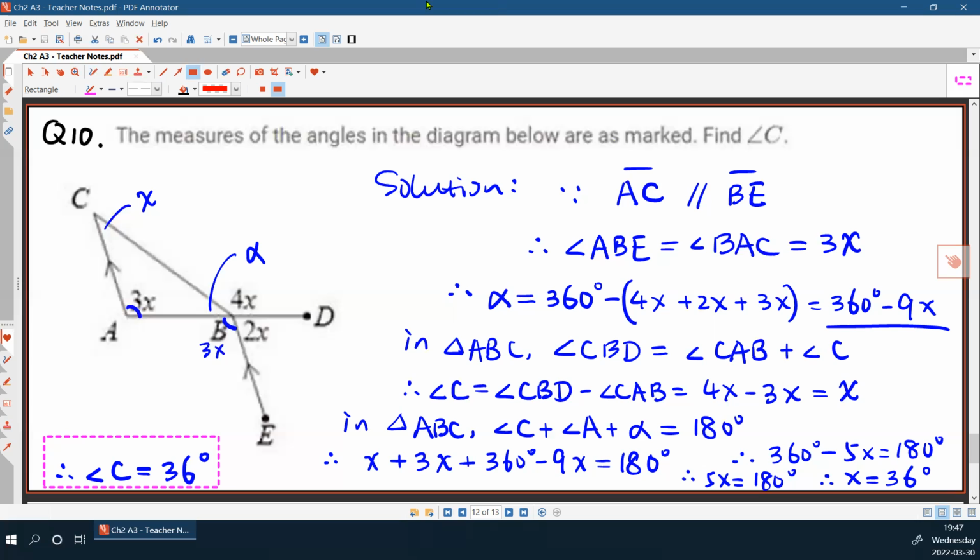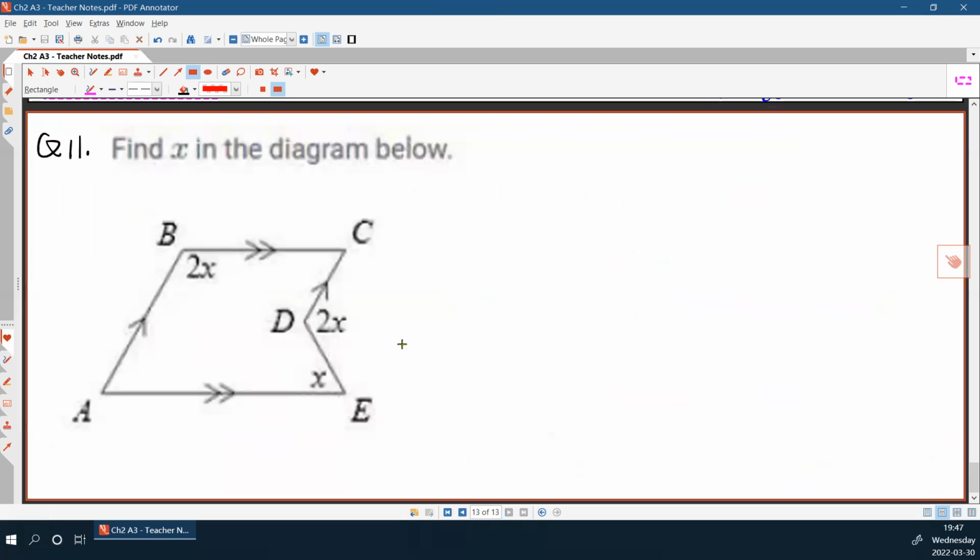All right, let's see the last one. Okay, given the diagram below, find value of x. So first of all, let's have a look at this here, 2 arrows and this 2 arrows. That means segment BC is parallel to segment AE, right? And note here, there is another pair of parallel lines here. AB is parallel to CD.